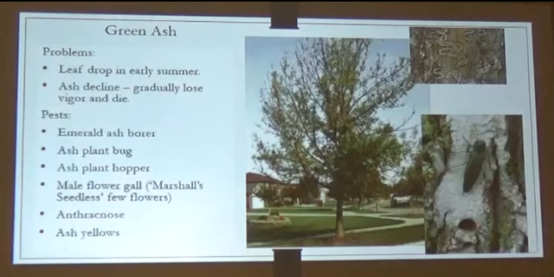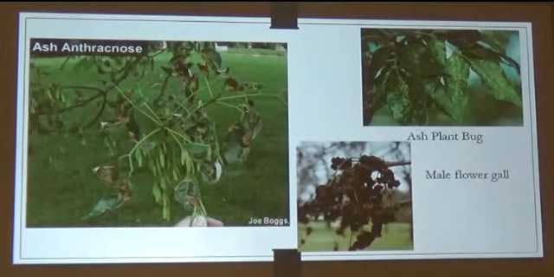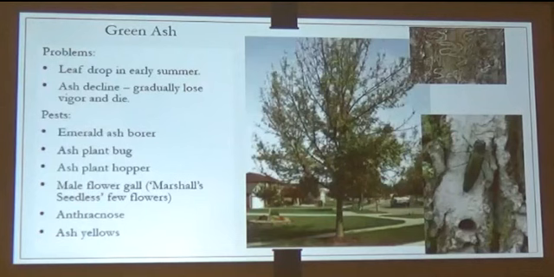We know about emerald ash borer, and I'm sure Chris will tell you a lot more about emerald ash borer. Great picture over there, because it shows you the insect and the hole that it leaves as it emerges from the inside of the tree. There's also ash plant bug. Oh, I do have a picture. Ash plant bug, ash plant hopper, the male flower gall, we'll talk about that, anthracnose, and ash yellows. All of those things are very common. They're not just sometimes. Most years they have many of those.